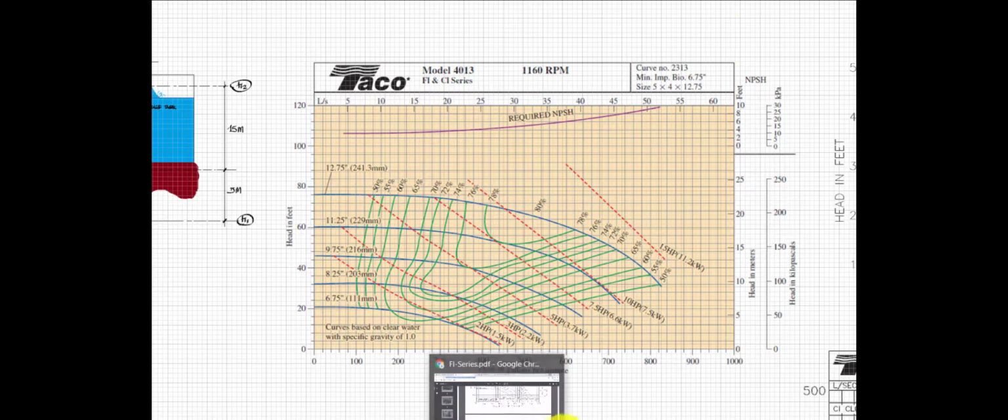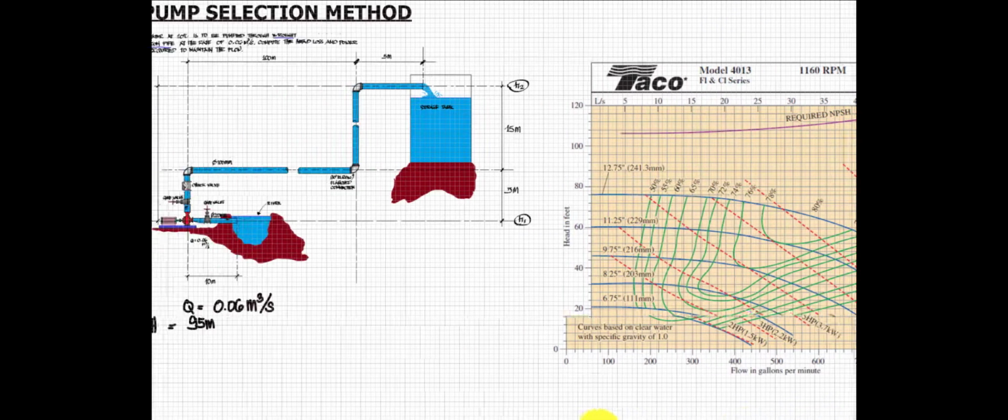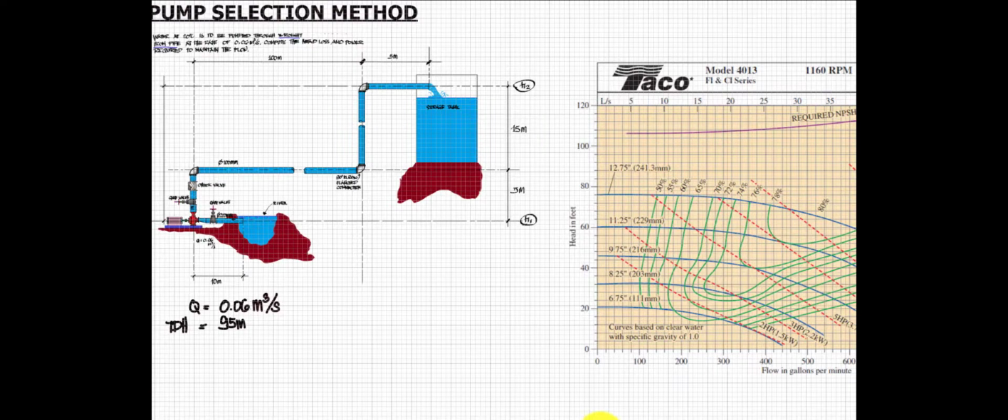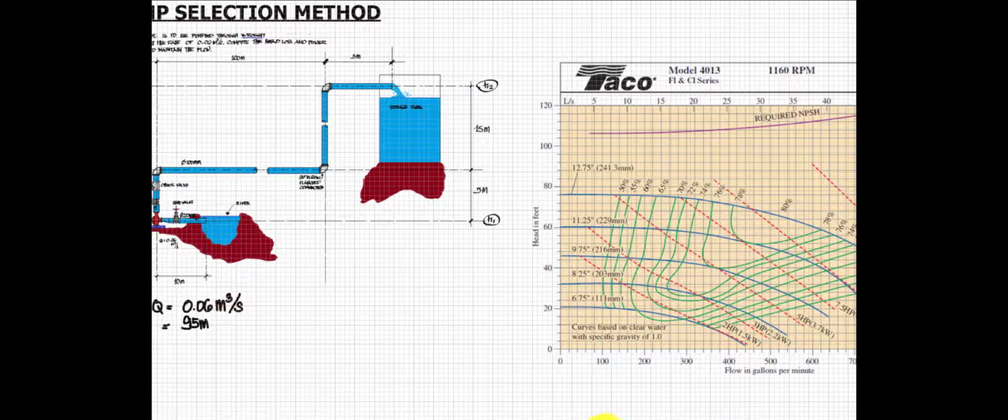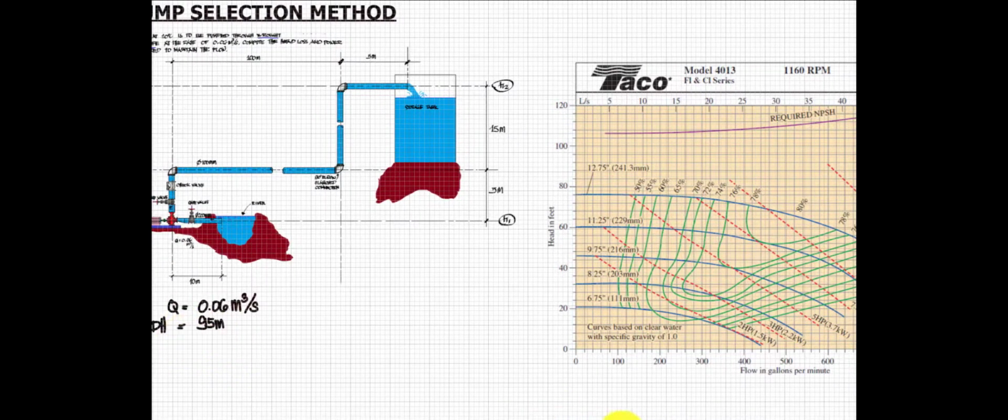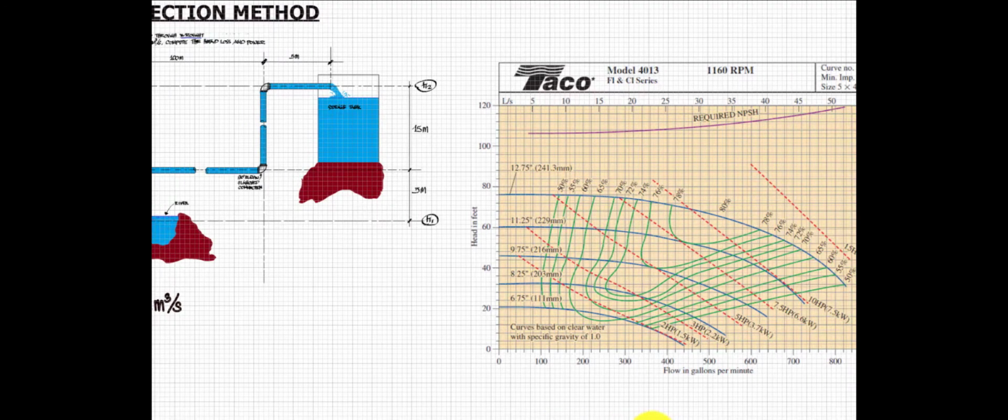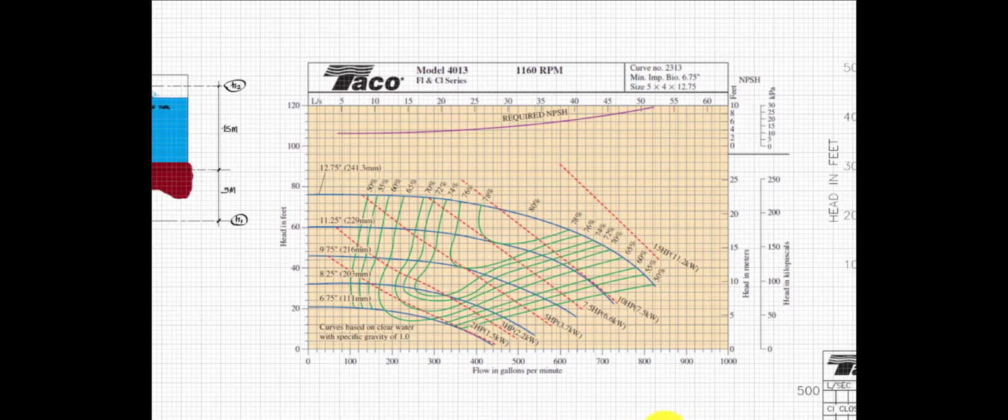Okay, going back, we have here your total dynamic head. If you're going to plot that one, that is 95 meters. You will notice on this side, this is in meters, we don't have the number 95. We are in the range from 0 to 20 to 25. But we have here 60 liters.